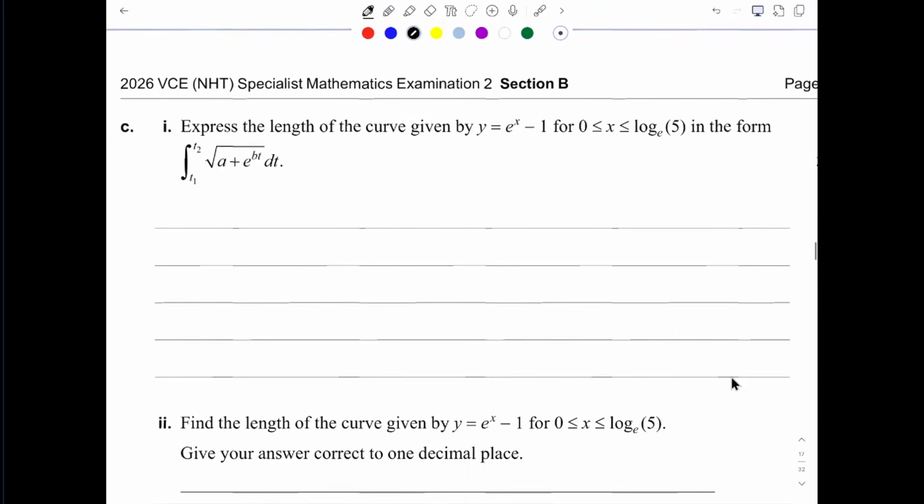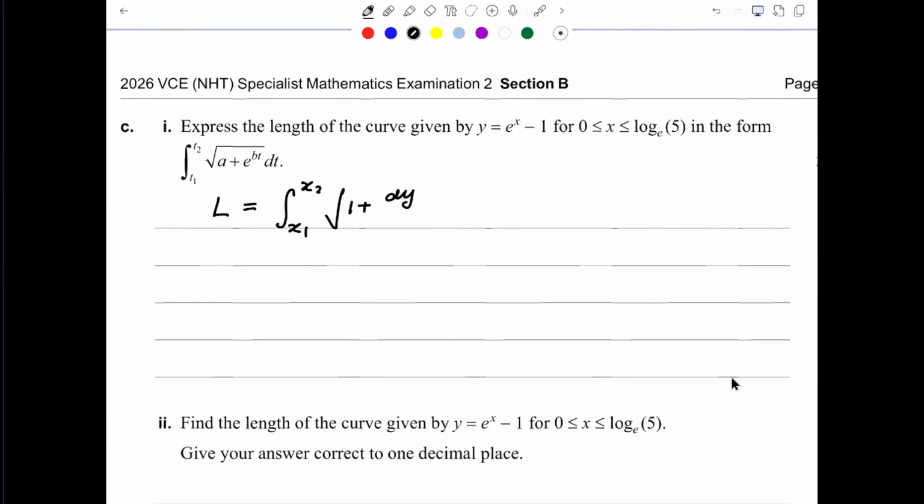Okay, express the length of the curve in the form of a definite integral in terms of t. So actually, I'll start from the arc length formula. This is the integral from x1 to x2 of square root of 1 plus dy/dx, whole thing squared, dx. This will give us the integral from 0 to natural log 5 of square root of 1 plus e^x, whole thing squared, dx.